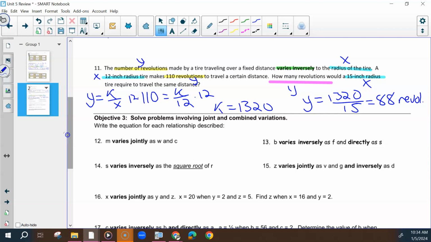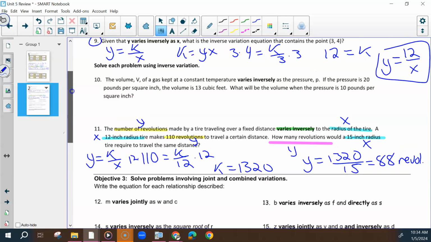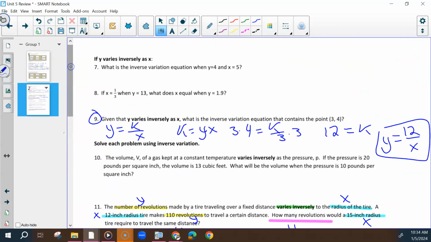Right, so number 8, if x equals 1/3 when y equals 13, what does x equal when y equals 1.9? It's confusing really only because of the decimals and fractions, but the method we solve is exactly the same. So we're going to use this equation. We have our x and our y. Put those numbers into your equation.